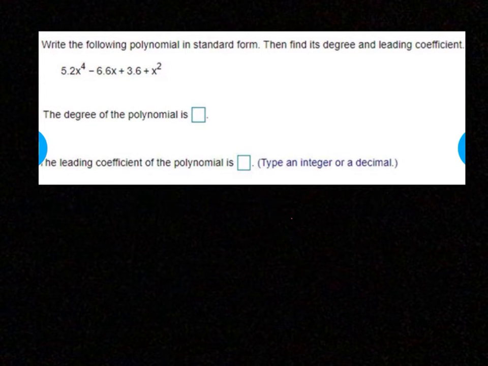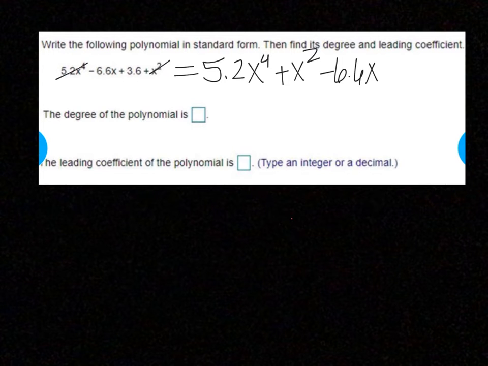This is the exact same type of problem with different numbers. So we're going to start off with writing that in standard form. So it says 5.2x to the fourth. Then we have our x squared term. Then our minus 6.6x. And then a plus 3.6, our constant. We look at the highest exponent. Again, it's 4 here, so that's our degree. And the leading coefficient is the coefficient of the term with the highest exponent, so 5.2.